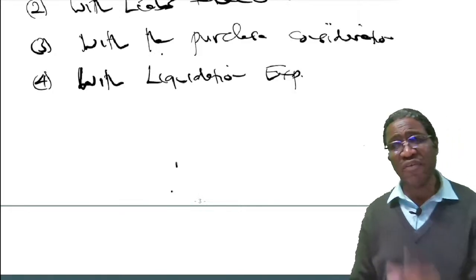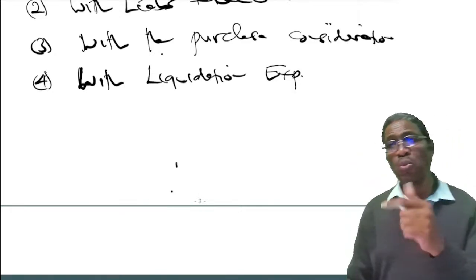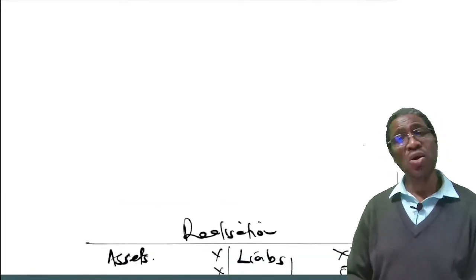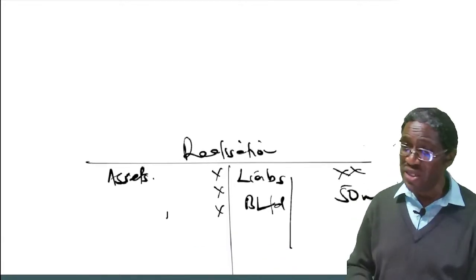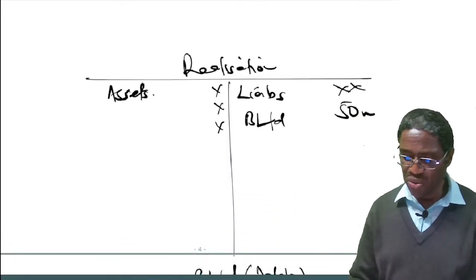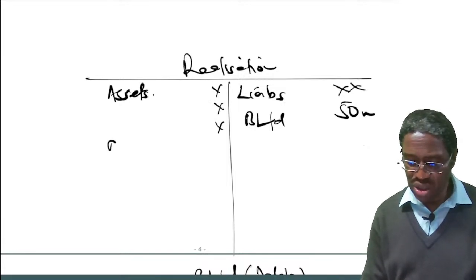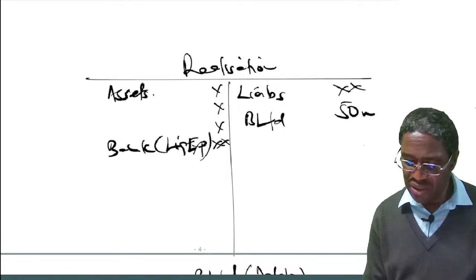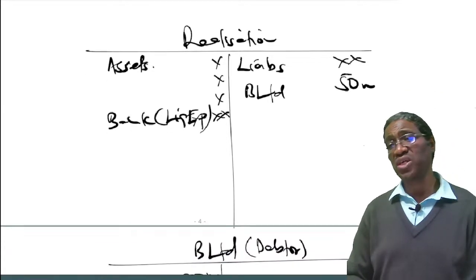Listen, if you as company A paid your liquidation expenses on your own, you will debit this account we are calling realization, and you will credit bank with any liquidation expenses. You will debit realization and you credit bank.